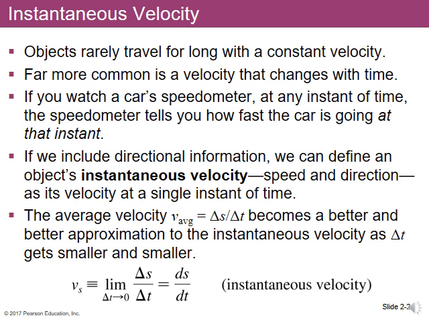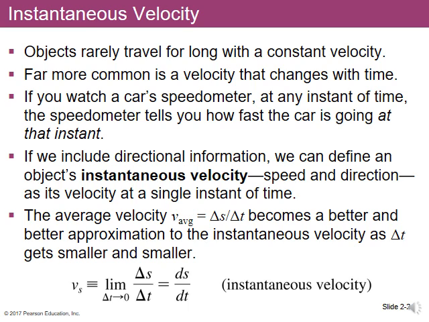So even though a constant velocity model is really important, it's rare in the real world for things to travel very long with a totally constant velocity. And even if you want to switch between two relatively constant velocities, there's some period of time where you have to speed up or slow down to achieve that. So much more common in the real world is to have a velocity that changes with time.